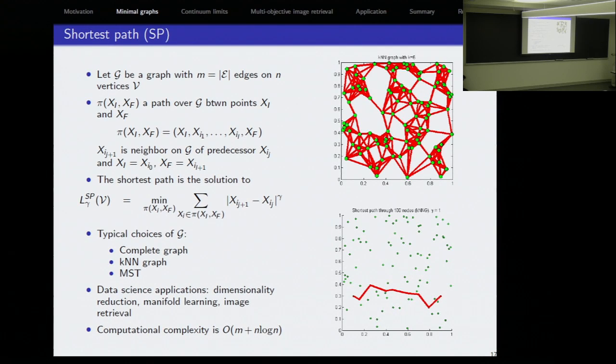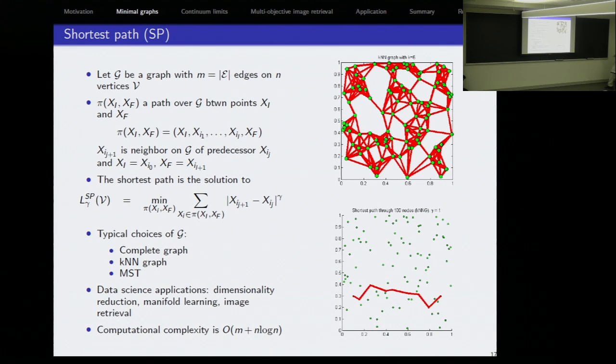You have an initial point, xi, over here, and a final point, xf, over here. And then through this graph, you want to find the path that minimizes the distance, right? The total length of the path from xi to xf. And of course, one can choose different graphs to construct this shortest path.